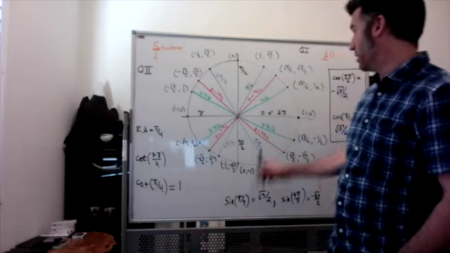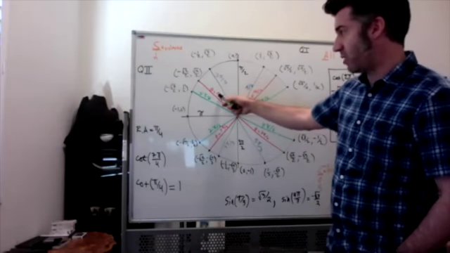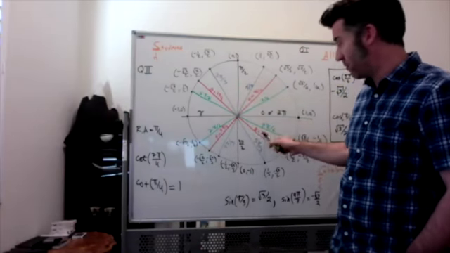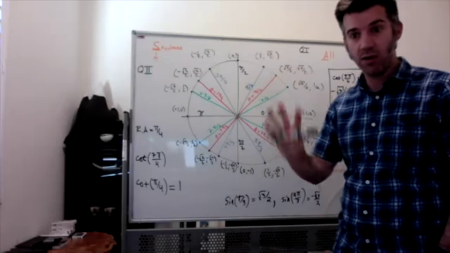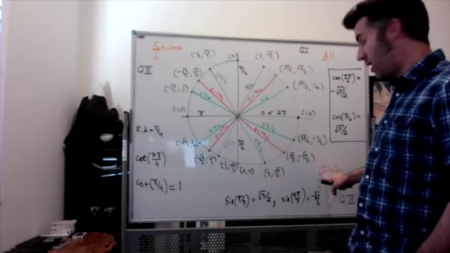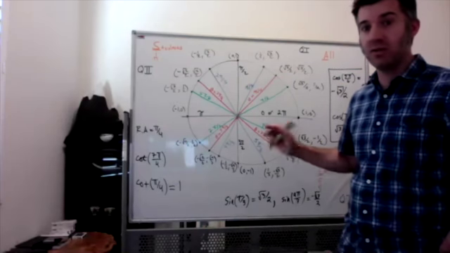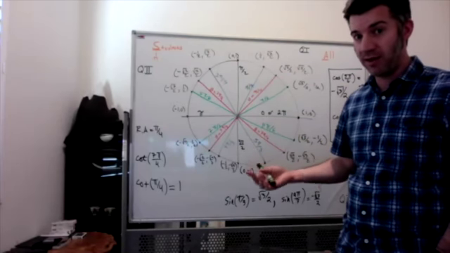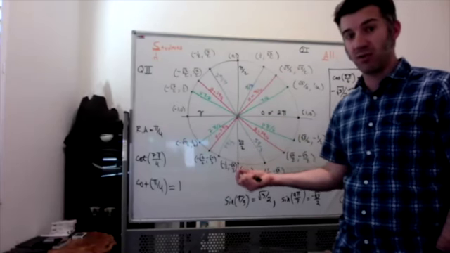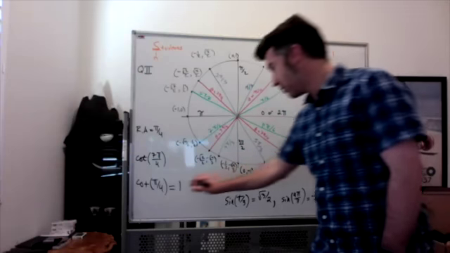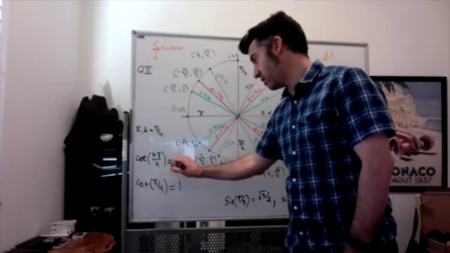7 pi over 4 is not in quadrant 1, 2, or 3, but in quadrant 4, where cosine is positive. The other two, sine and tangent, are negative. If tangent is negative, its reciprocal cotangent is also negative. So cotangent of 7 pi over 4 is negative 1.